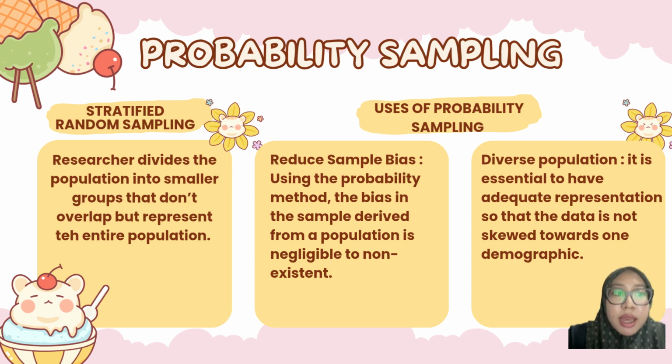So number three is create an accurate sample. Probability sampling helps the researchers plan and create an accurate sample. This helps to obtain well-defined data.